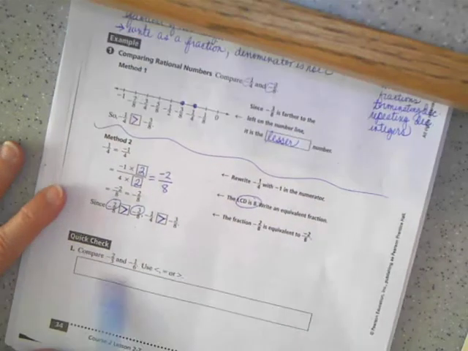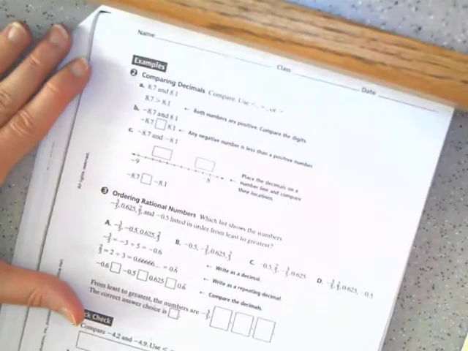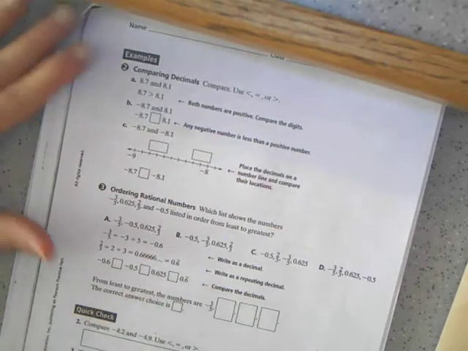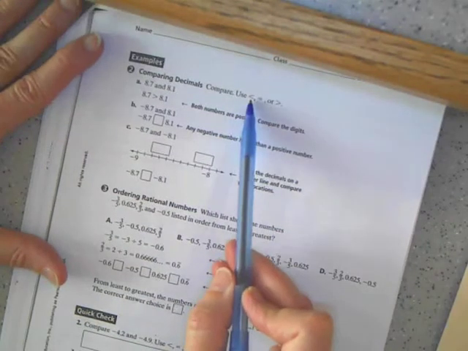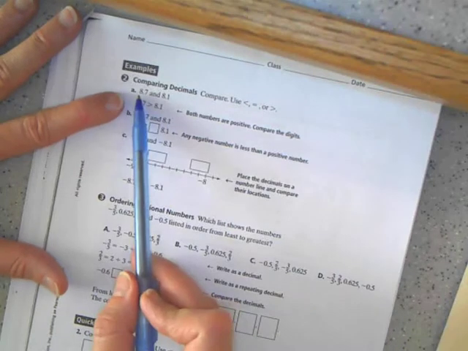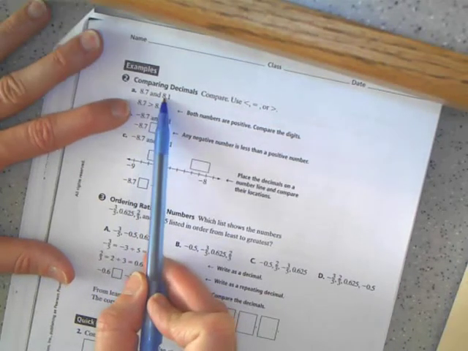You have a quick check down here to have completed. I'm going to continue on and go through the notes. You can come back and do the quick check or pause and do it now, whichever is more convenient for you. Okay, number 2 is comparing decimals. We want to compare using less than, equal to, or greater than. Okay, so we have 8.7 and comparing that to 8.1.